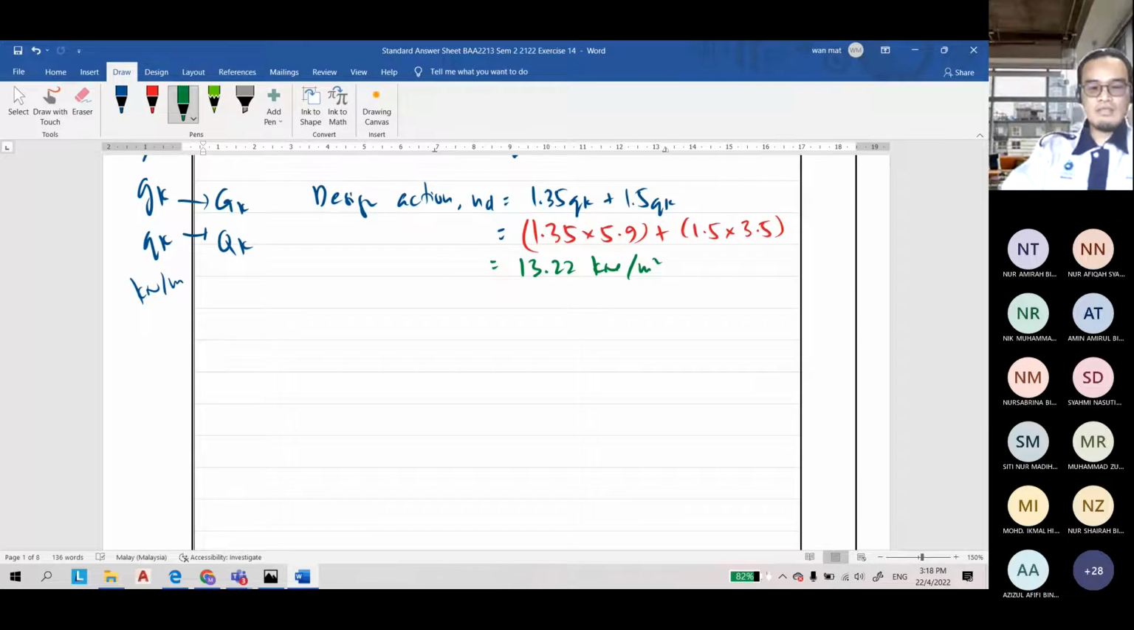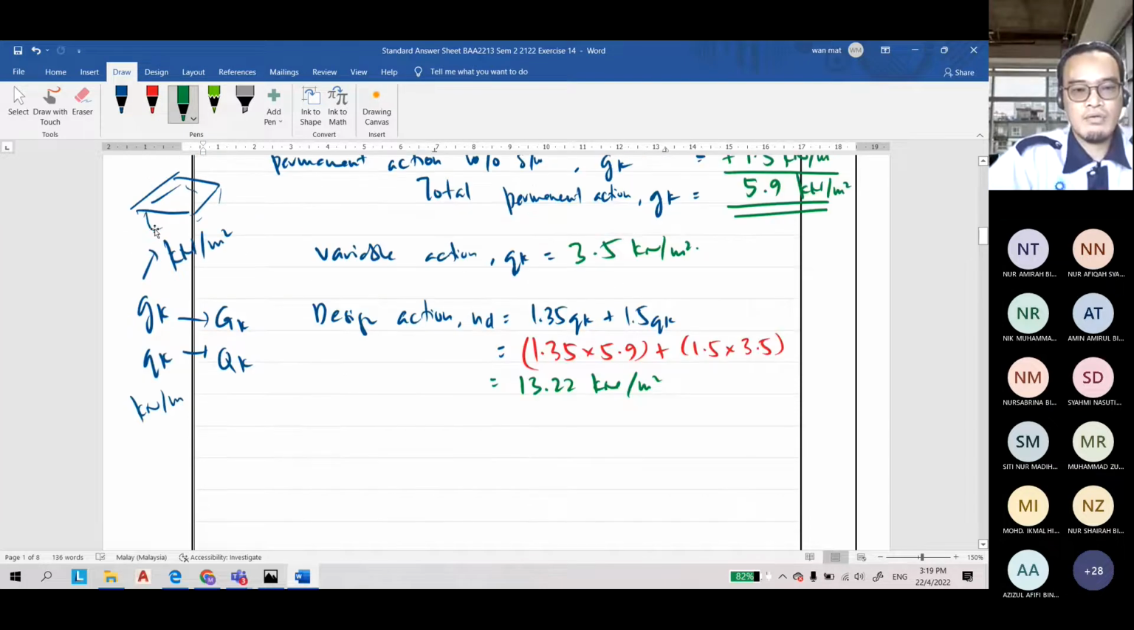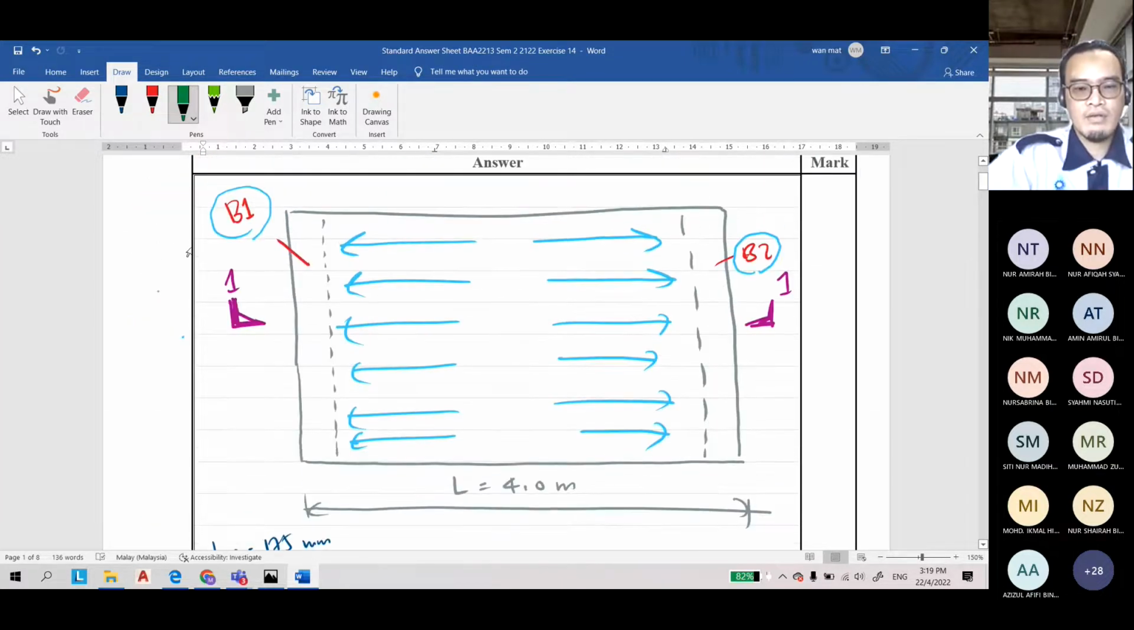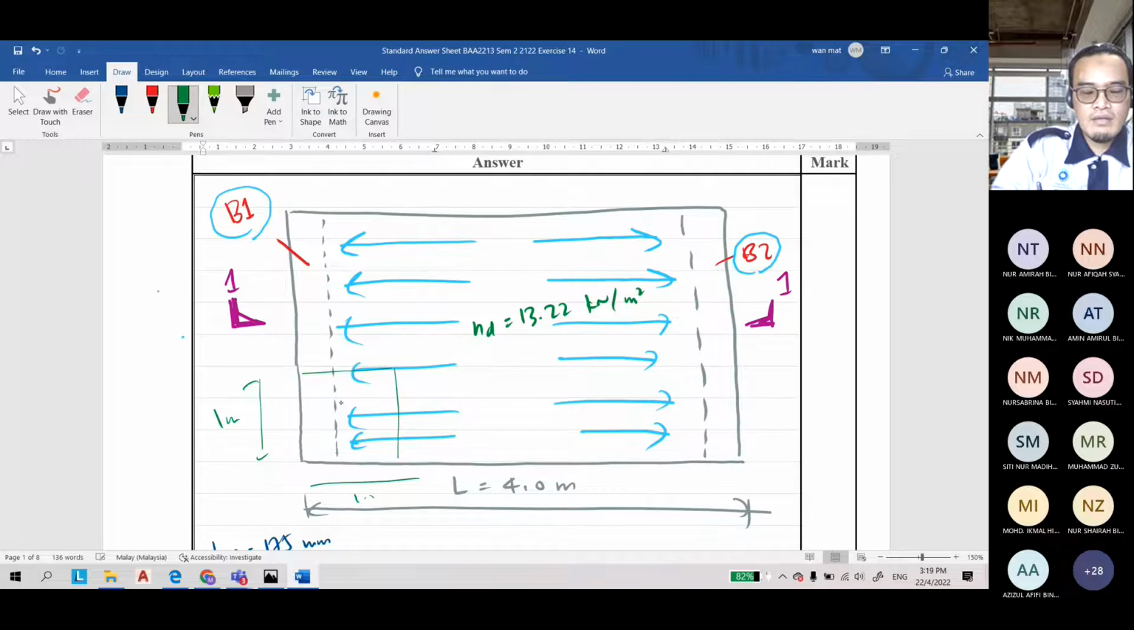And then since this is still designing for the whole slab, let's say this one from top, nd is equal to 13.22 kilonewton per meter square. It means for every 1 meter square, let's say this is 1 meter and this is also 1 meter, the loading is equal to nd, which is 13.22 kilonewton per meter square.